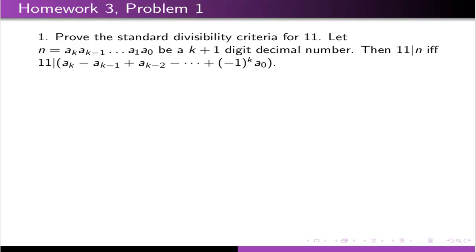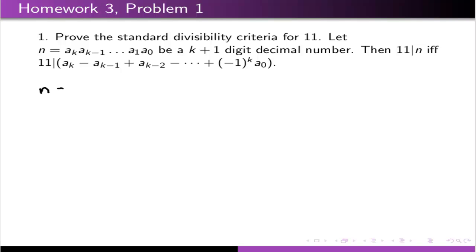On the first problem, we're looking at the test for divisibility by 11. It says 11 is a divisor of n if and only if this alternating sum of the digits is divisible by 11. And this just boils down to knowing one thing. What does a decimal representation of a number mean?